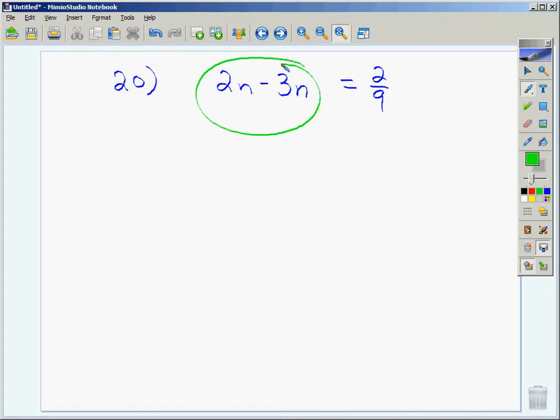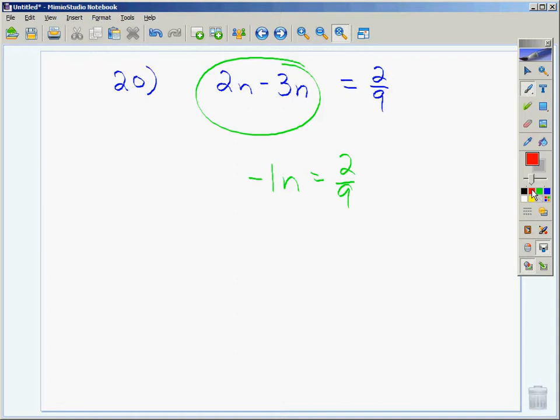What is 2n take away 3n? -1n. That's what I got confused on. I thought we had to do the other thing. Okay. These are on the same side of the equal sign. I can combine them and put them together to make the problem easier.